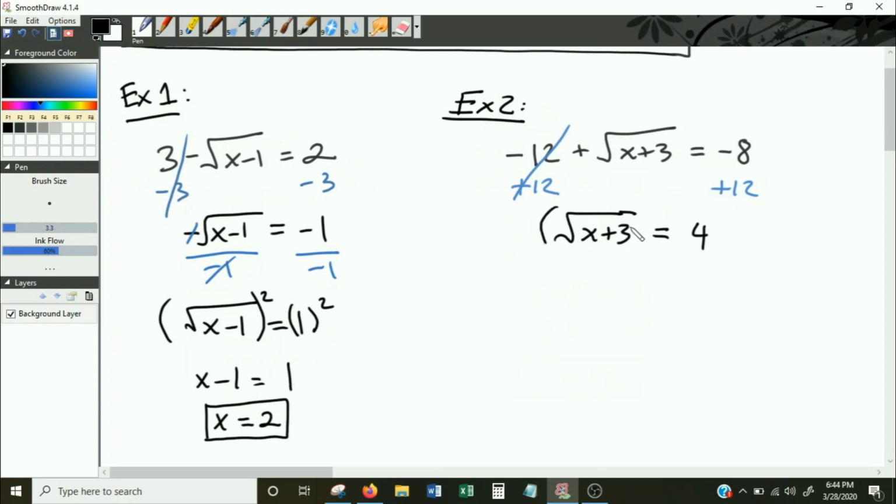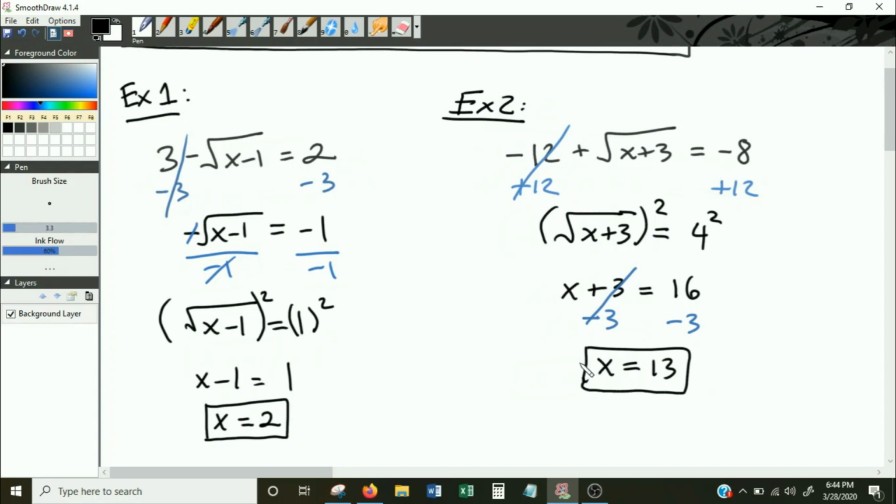Now I'm going to square both sides again like I did in the previous problem, and I'm going to get x plus 3 equals 16. So I've got to isolate x, so I'm going to subtract 3 from both sides. These 3's are going to cancel, and then I'm going to get x equals 13 as the answer.